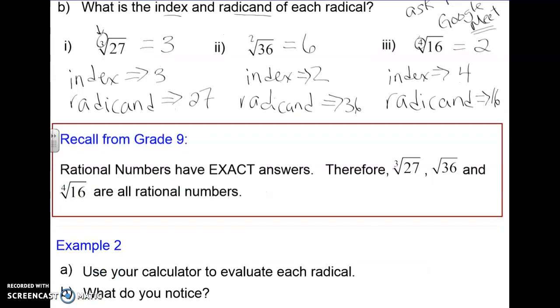A little note before we go on. Rational numbers have exact answers. So think exact answers, there are no decimal places. If you did that on your calculator, your answer terminated. So if we look, all rational numbers have exact answers. So the cube root of 27 is 3, no decimal places, it's rational. The square root of 36 is 6, that doesn't have any decimal places, it terminated, it's rational.